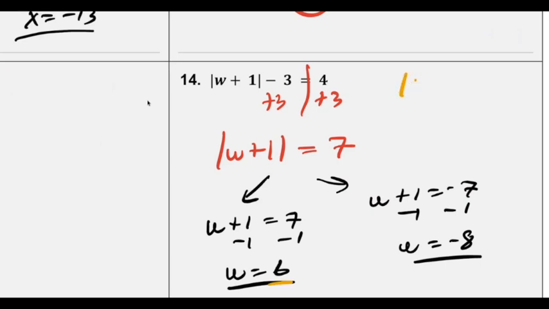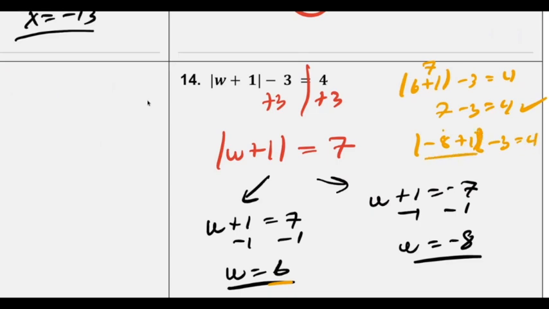So absolute value of 6 plus 1 minus 3, does that equal 4? This is 7. Absolute value of 7 is 7, so 7 minus 3 equals 4. Checks out. If you want to do absolute value of negative 8 plus 1 minus 3, does that equal 4? Negative 8 plus 1 is negative 7, but again, we are taking the absolute value, so it's just 7 again. So 7 minus 3 does equal 4. So it works. Remember, you're always allowed to check your work.